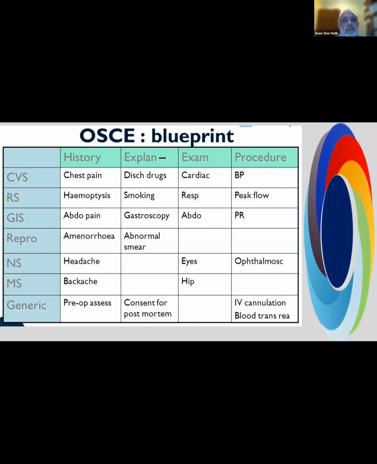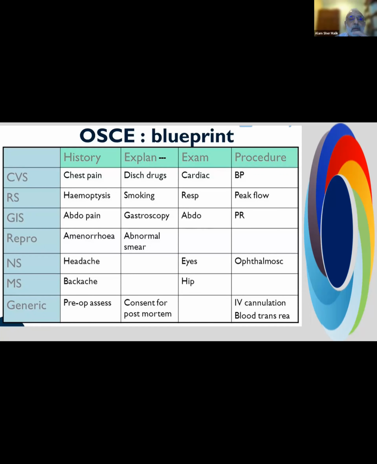If you want to have a blueprint for OSCE, for example, here are the systems: CVS, respiratory, GIT, reproductive, nervous system, musculoskeletal, which are generic. And then these are the 4 areas which we would be assessing in the OSCE. So then we can divide which system would be assessed in what station.